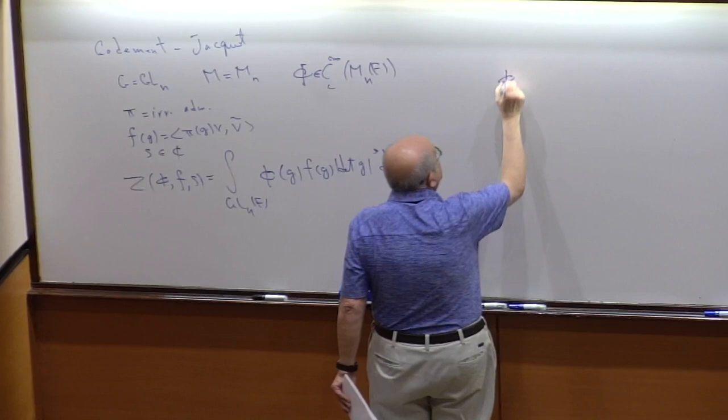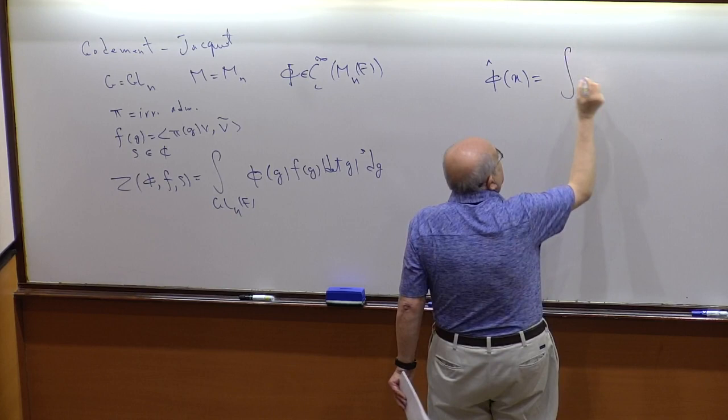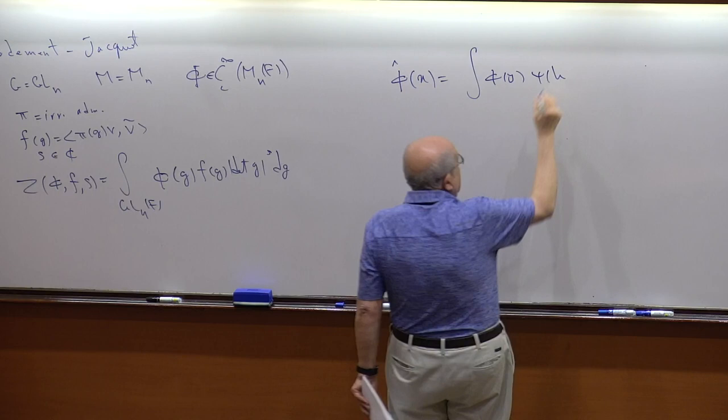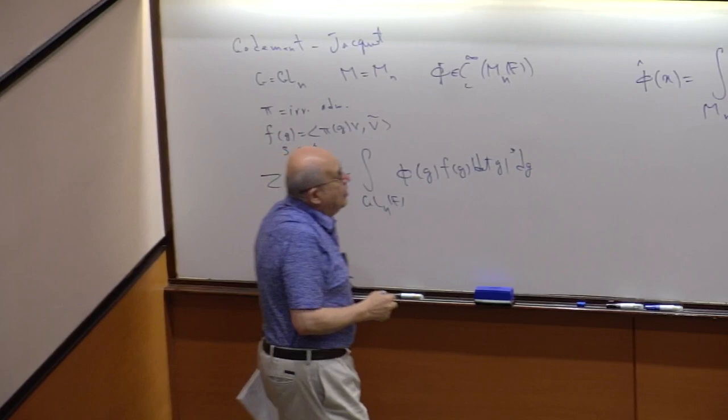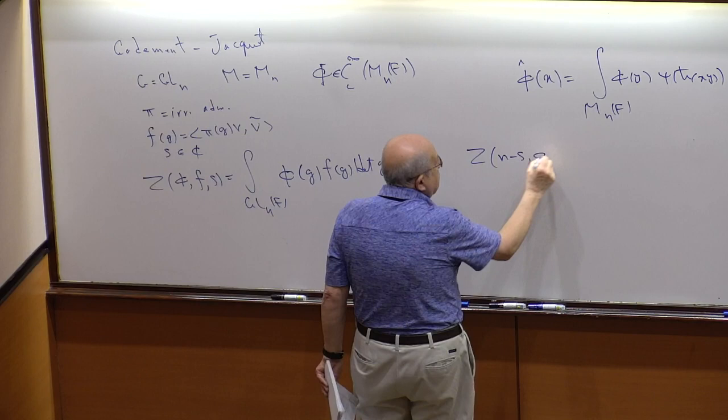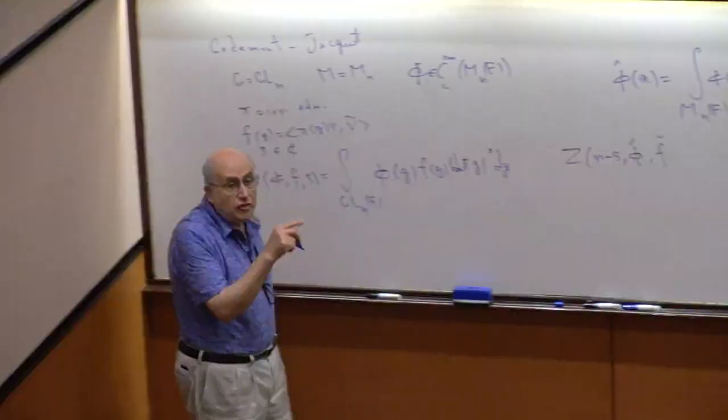First of all, you need a Fourier transform. I remind you that this is just the integral of the function phi of y, psi of trace of xy, dy, and this is, of course, over M_n of F. And this would be the Fourier transform of your function phi. And the zeta function satisfies this functional equation, relating s to n minus s, with phi check and f check. F check means the value of the function at x inverse. And then you have also the other one.